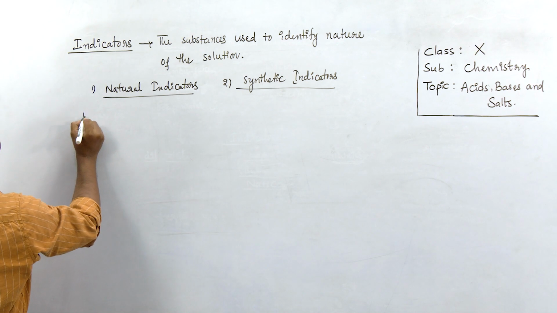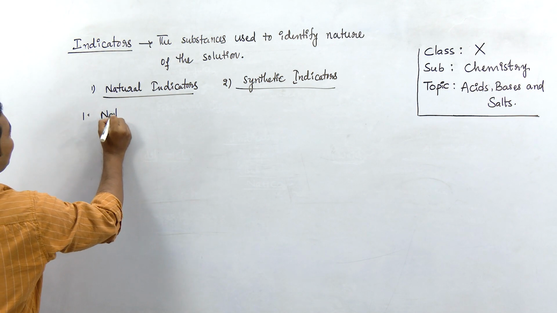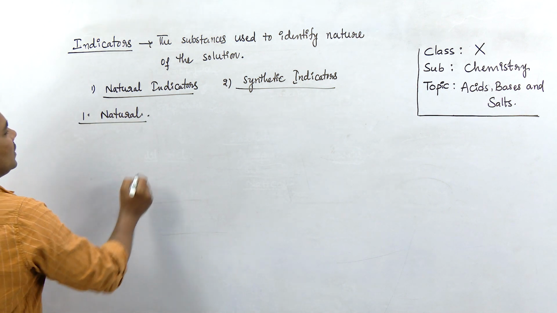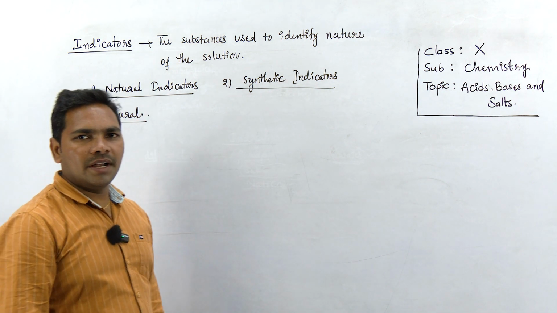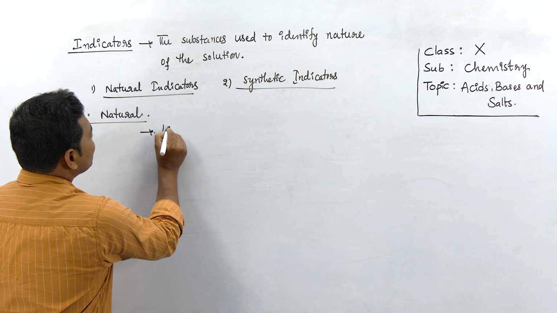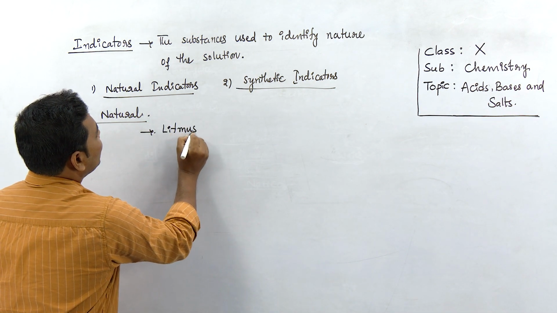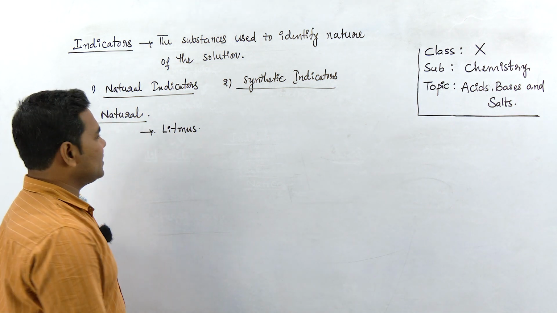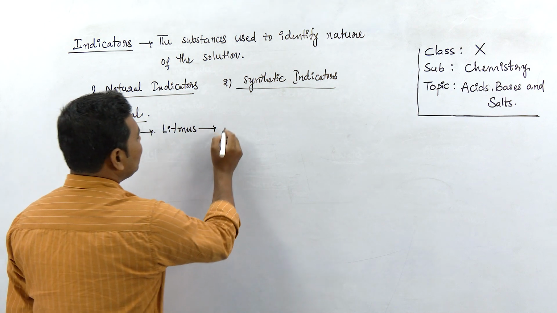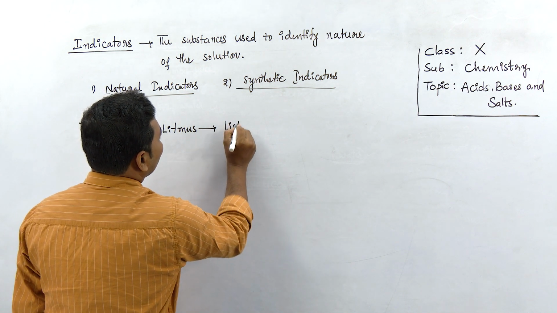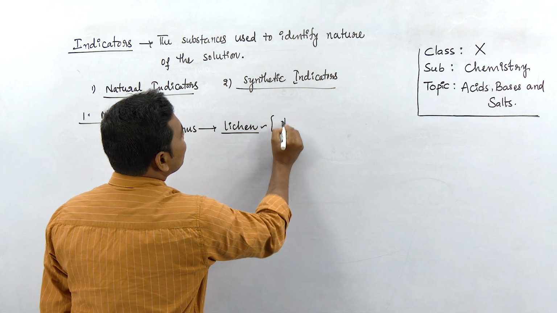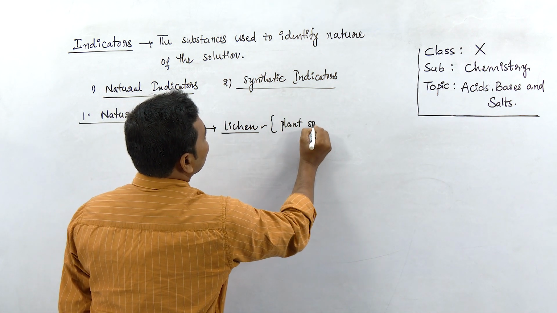The first one is natural indicators. There are different types of natural indicators, and one of the natural indicators is litmus. What is litmus? Litmus is actually a type of lichen. It is a plant species.